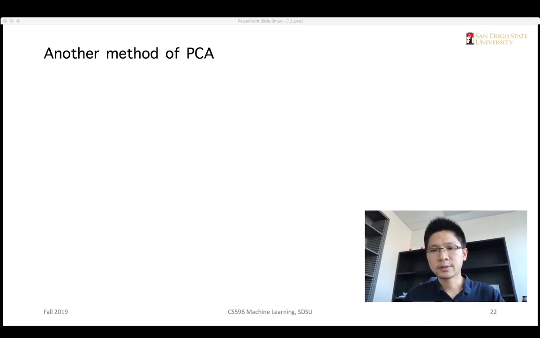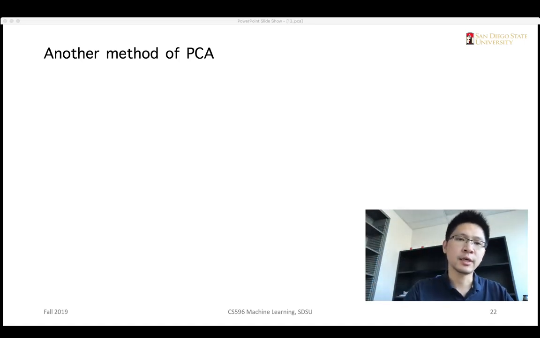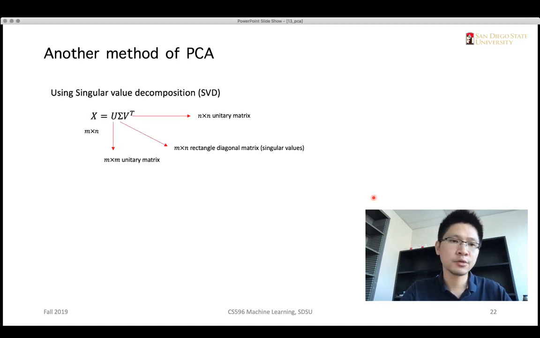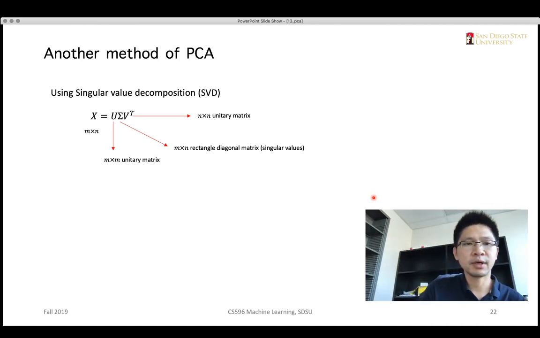Other than the current method of conducting a principal component analysis, we have another method, which is to use the singular value decomposition, SVD. The thought behind is that we directly decompose the data x into 3 components, which results in three parts on the right. So U is an n by n unitary matrix. By unitary, we mean that the norm for each row or each column is 1. And in the middle is an n by n rectangular diagonal matrix. The diagonal elements correspond to the singular values. And on the right, the V transpose is an n by n unitary matrix.